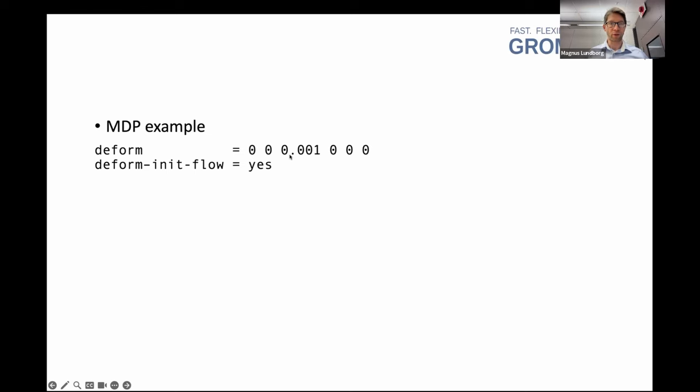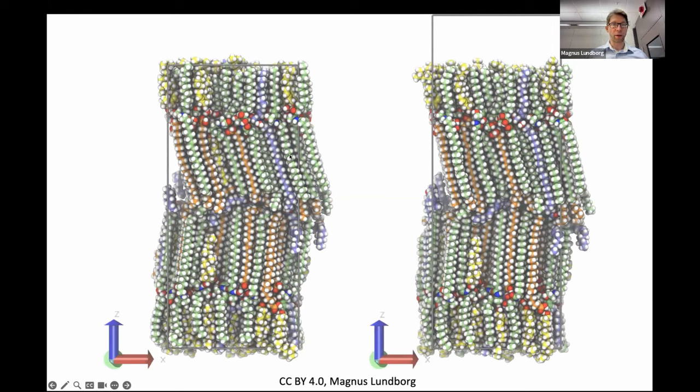First I will just illustrate the actual deform option by deforming a system in the Z direction. And then I just use this init flow to set the velocity profile. This is an example of a lipid barrier system, from the corneal layer in skin, the stratum corneum, where we have a very tight lipid barrier. What I have done here is deform the box in the Z direction. Just looking at this, we only see that the box is extended, and it's a little bit difficult at first sight to see what effect this has.